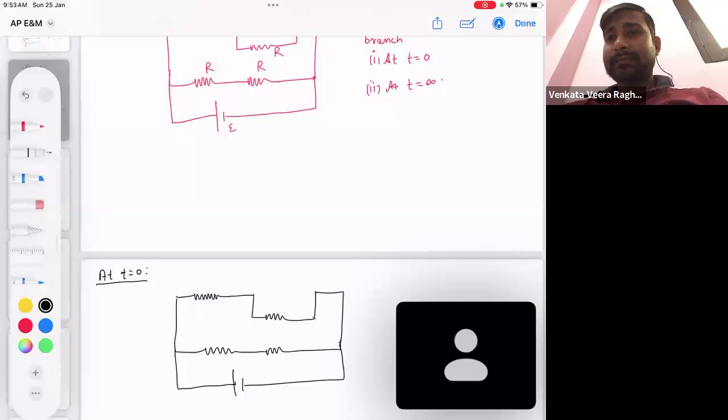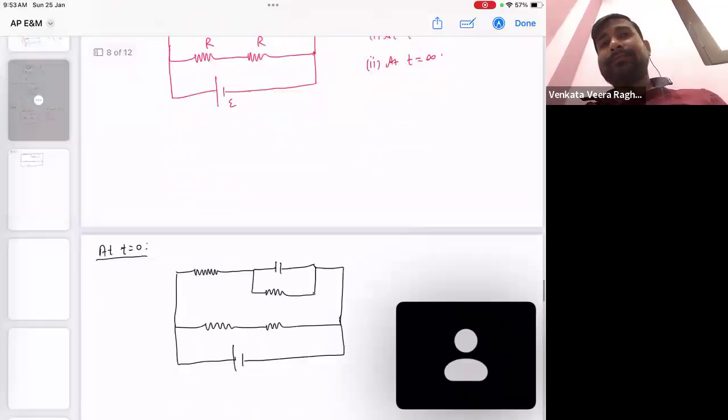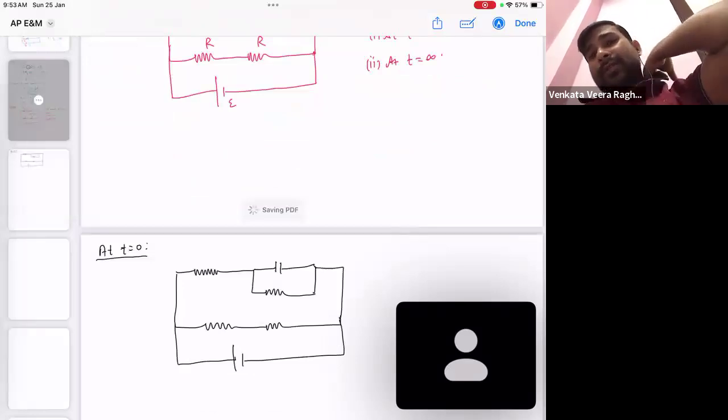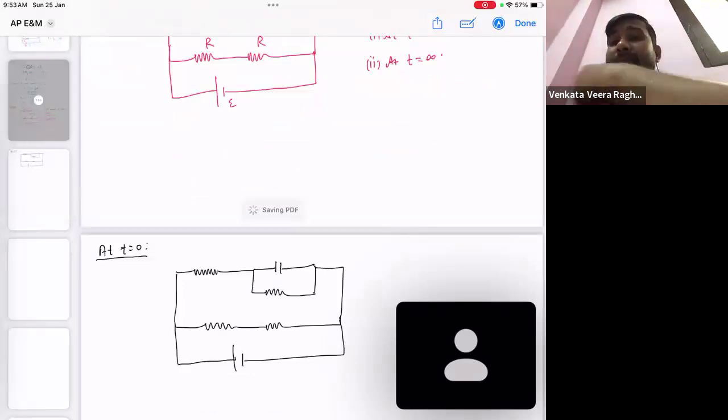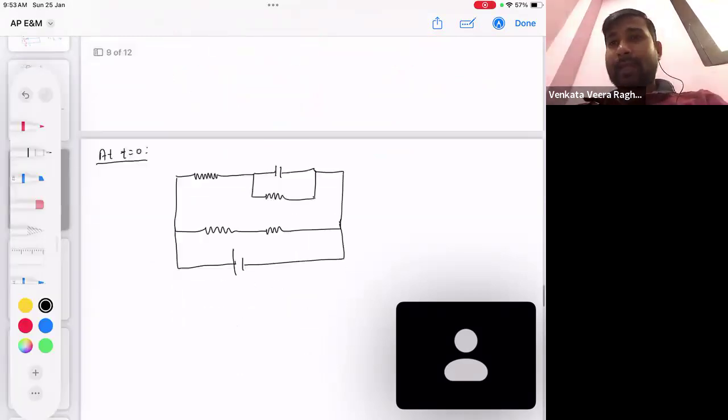Is this my circuit? This is my actual question. Is everything I have drawn? Look at this question. This is my actual question. Okay. R, R, R, R, and this is the EMF of the battery.